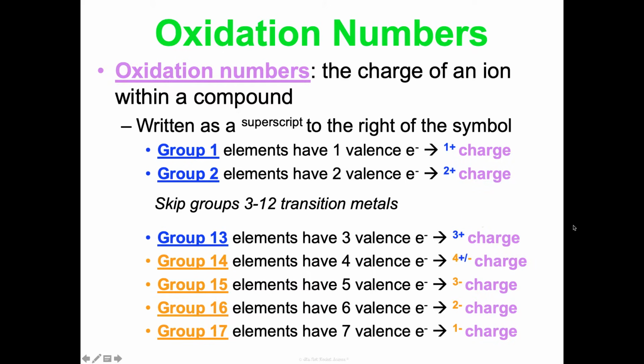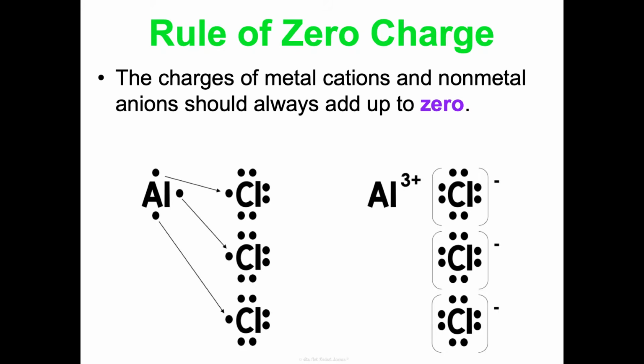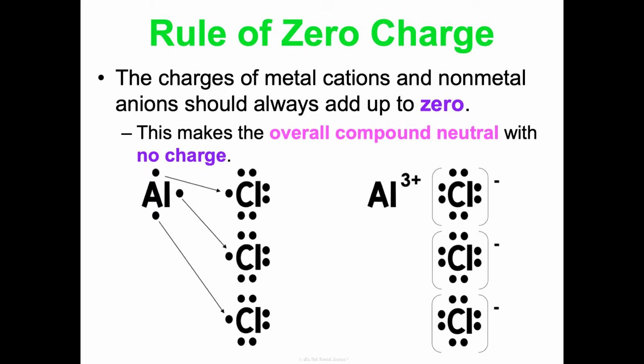Now, what we should see in a compound when we're looking at a chemical formula is that even though the cation has a positive charge within it and the anion has some sort of negative charge, overall, the charge should be 0. The compound should be neutral. And that goes along with the rule of 0 charge, which states that the charges of metal cations and nonmetal anions should always add up to 0. This makes the overall compound neutral with no charge.